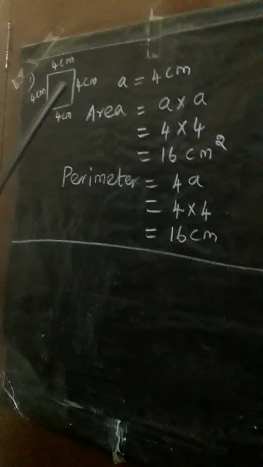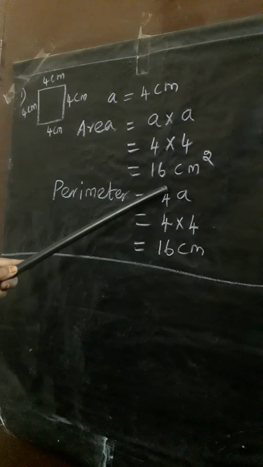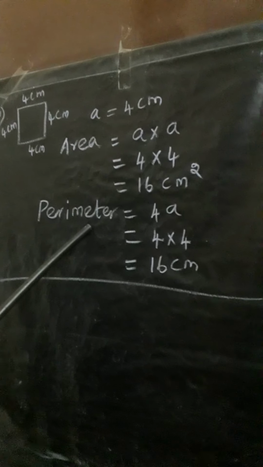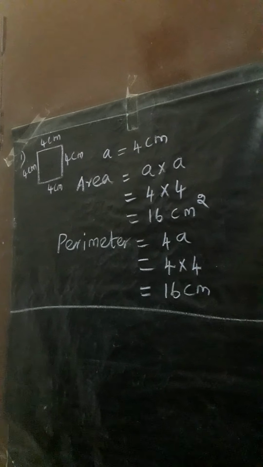In this sum, area of the square equal to 16 centimeter square and perimeter of the square is 16 centimeter.